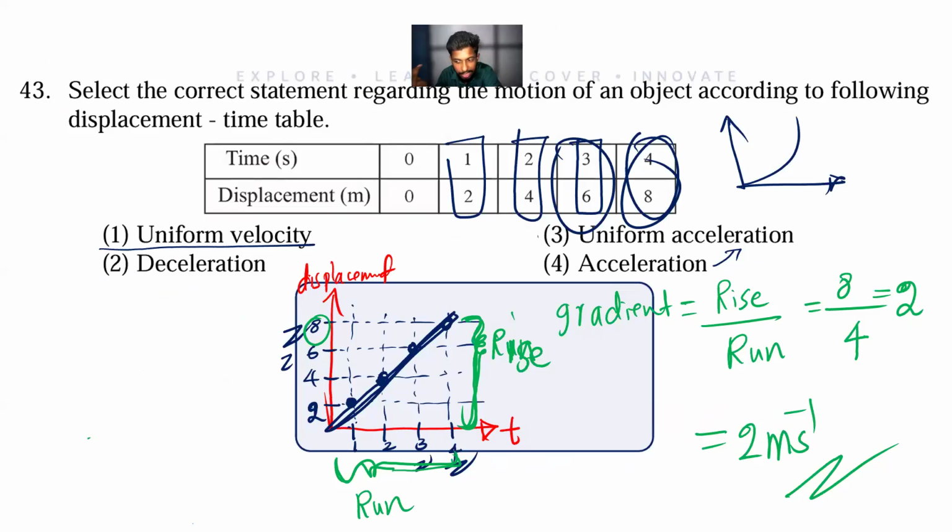So note down this one. Rise over run, 8 over 4. That is 2, 2 m/s minus 1. Okay. Shall we move to the next part? We have learned all the things related to the displacement time graph.